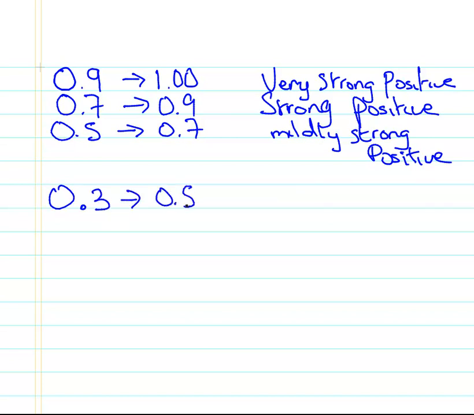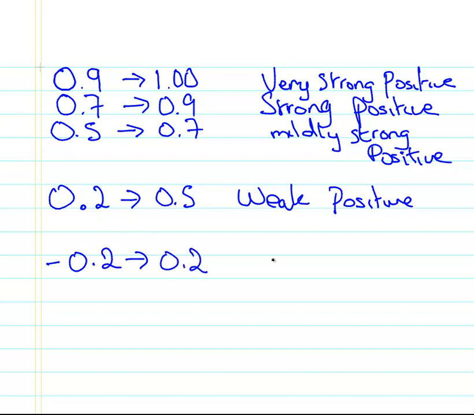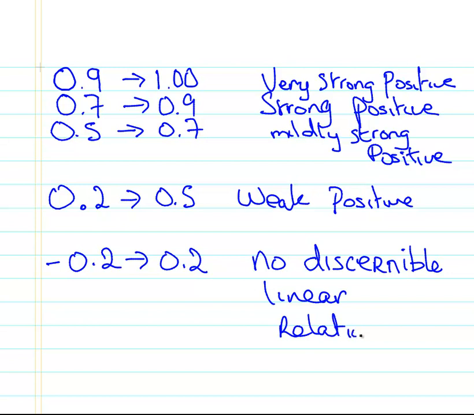0.3 to 0.5, weak positive. Actually, I'll make it a little bit wider, 0.2 to 0.5. Again, these thresholds are very arbitrary. Minus 0.2 to 0.2 is essentially no discernible linear relationship.